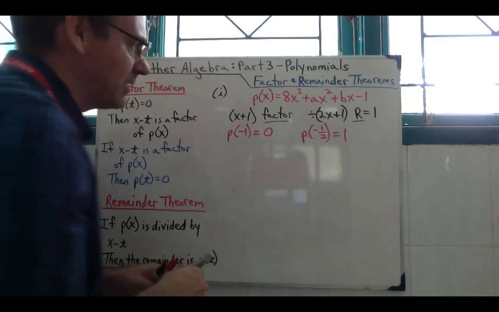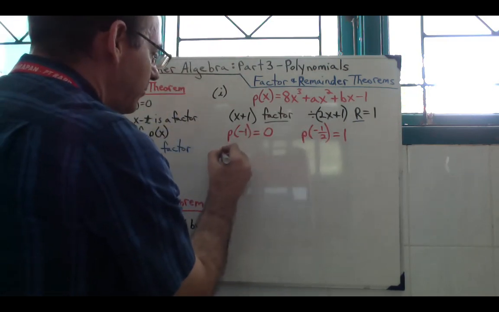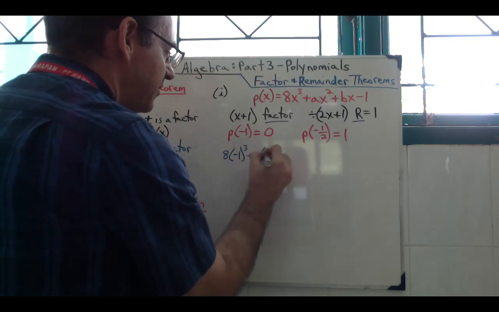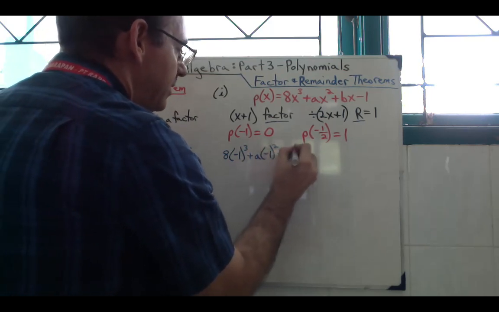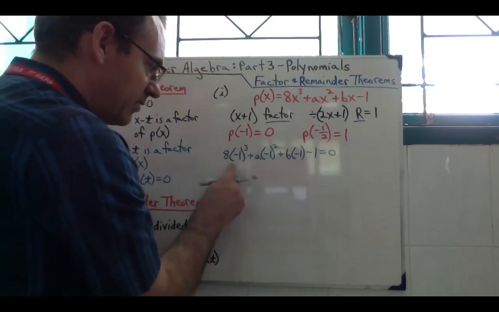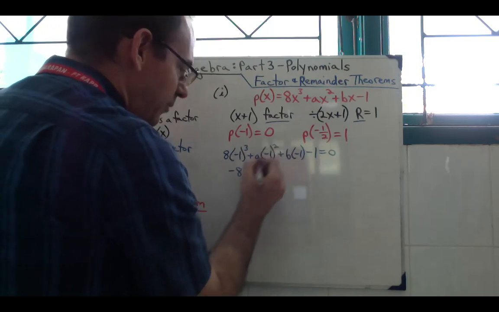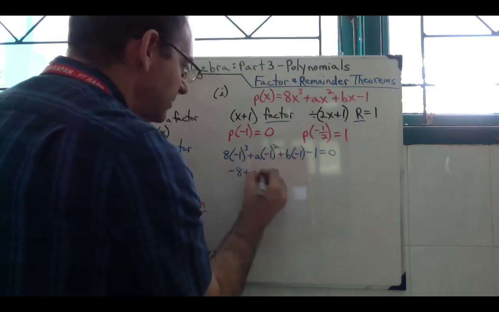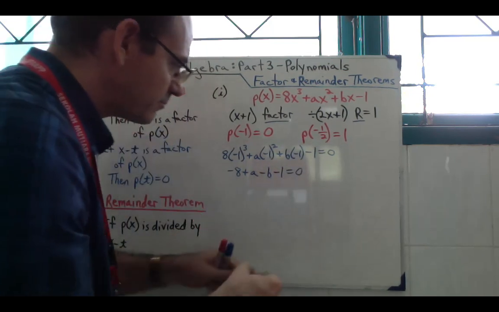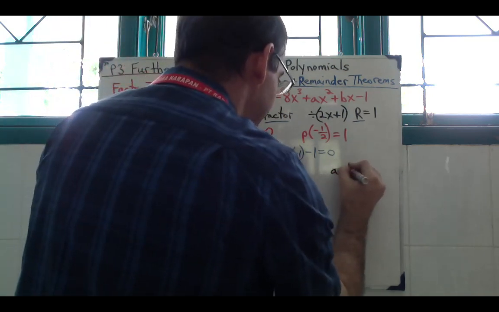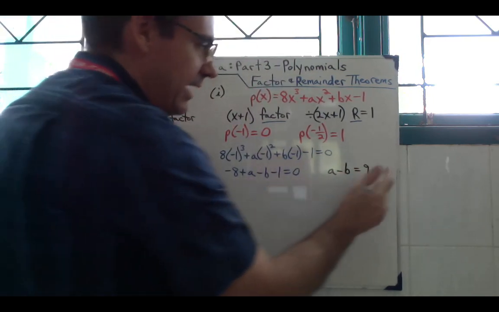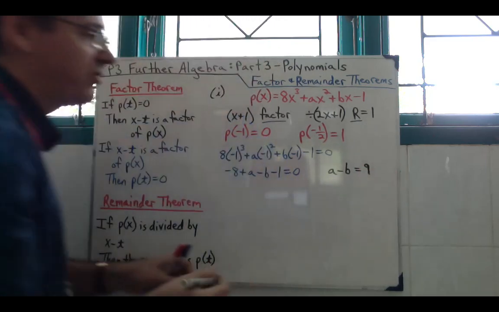So let's go ahead and look at that. If we plug in p of negative 1, we get 8 times negative 1 cubed plus a times negative 1 squared plus b times negative 1 minus 1 will equal 0. Negative 1 cubed is negative 1, times 8 is negative 8. Negative 1 squared is positive 1, so plus a minus b minus 1 equals 0. That means that a minus b will equal 9. The 8 and the 1 make negative 9, and add it to the other side.